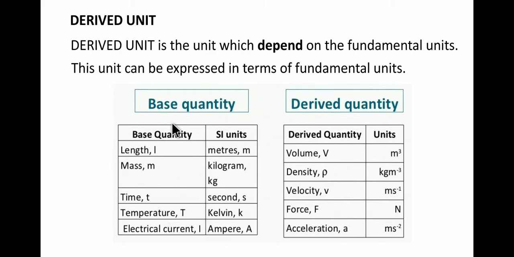So here are the base quantities or the fundamental quantities as mentioned earlier: length, mass, time, temperature, electric current. And here are the derived quantities like volume. If you look at the volume, it is meter cube, that is length into length into length. So this is the derived unit or derived quantity which is dependent on the unit of length. Density is mass per unit volume. So it depends on mass and volume again. So its unit is derived from mass and volume, that is length.